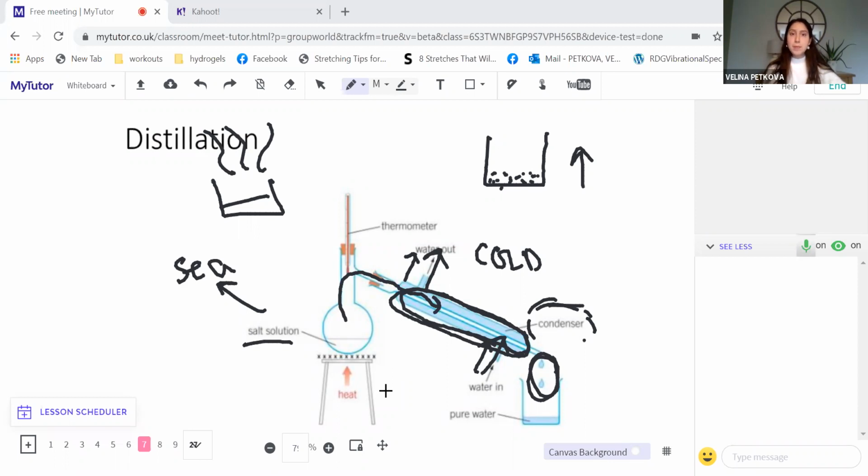So by evaporating the liquid, it leaves the solid behind, okay? So of course you have the solid dissolved in the liquid. What is the definition for distillation? So I'd say distillation is heating up, evaporating your solvent, and then condensing it and collecting it. Okay.